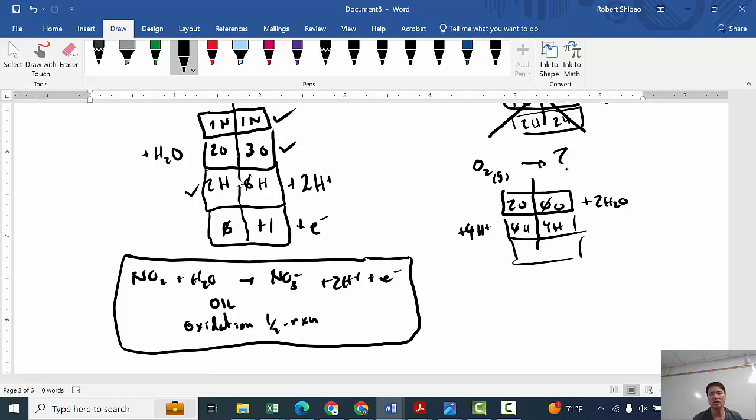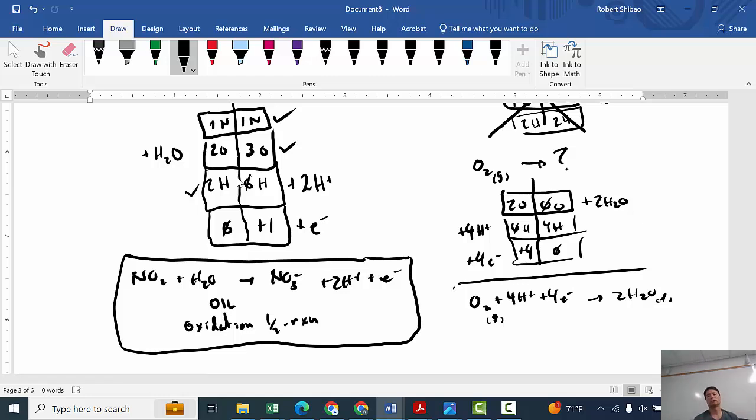Then I balance out the charge. 0 for O2 plus 4 gives me plus 4 here, and then the H2Os are 0. And so I'm going to need plus 4 electrons to balance that out. And so the half reaction should look like this. Oxygen plus 4H plus 4 electrons yields 2 H2O. H2O is a liquid. Oxygen is a gas. So this could be the other half reaction.